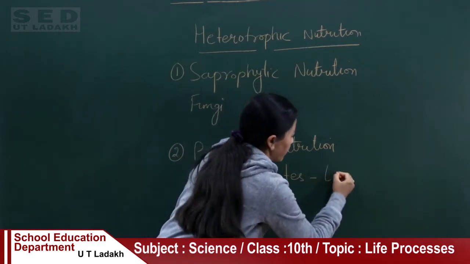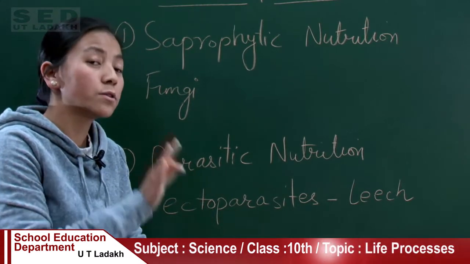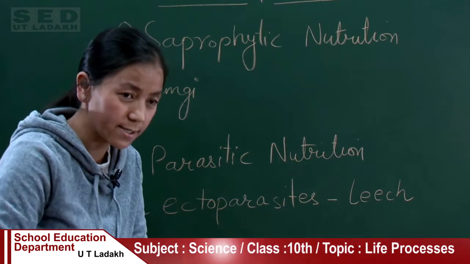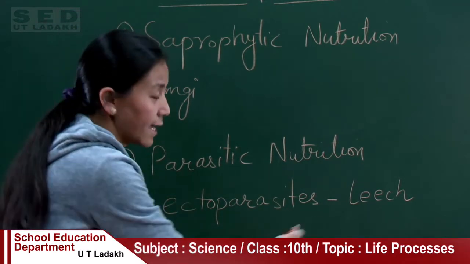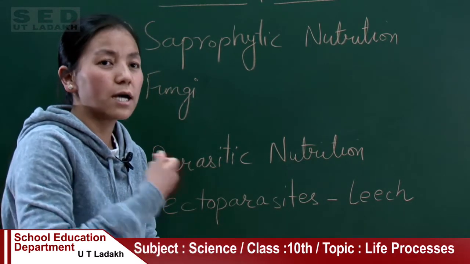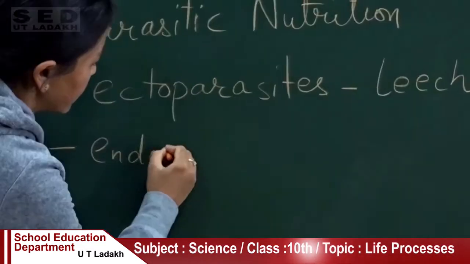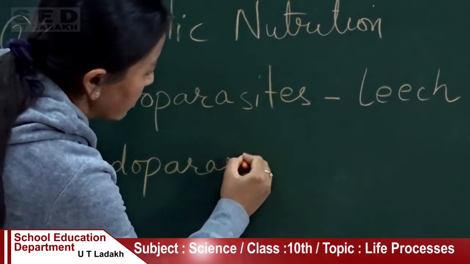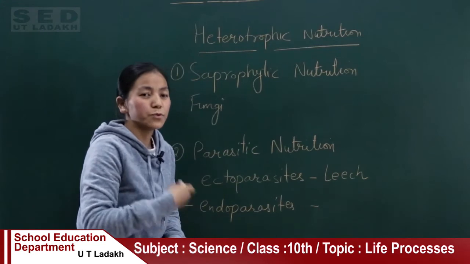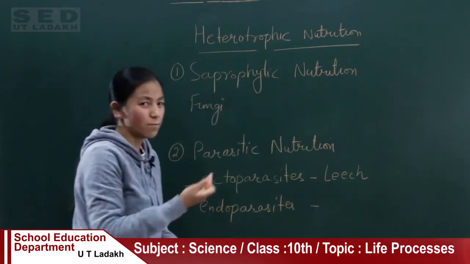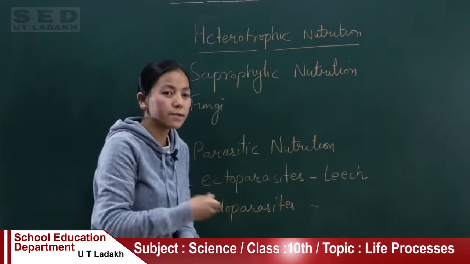Ectoparasites, for example, we have leeches, which live on the surface, on the outside of the host organism. The host organisms are those organisms from which these parasites take their nutrition and also cause harm to them. All right, and then we have endoparasites. Endoparasites are those parasites which live inside of the body and take nutrition from them and cause harm to them. They live on the other host organism at their expense.